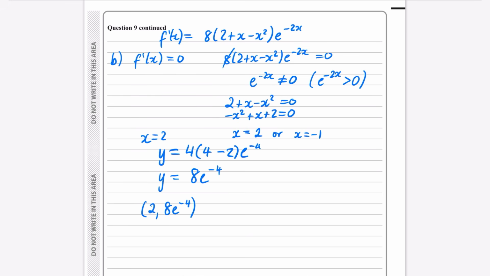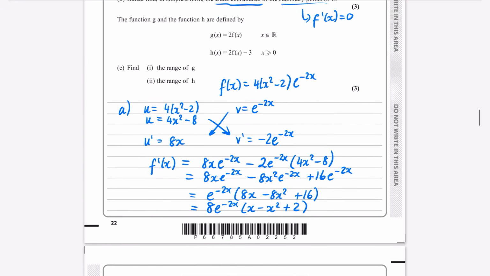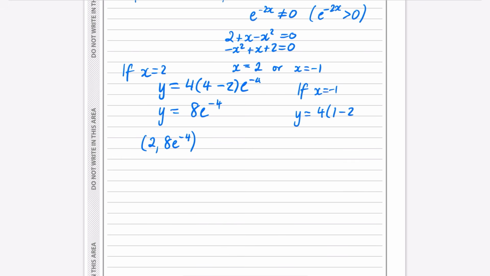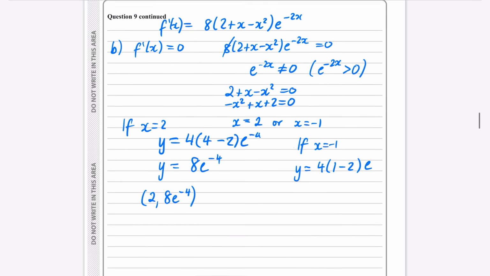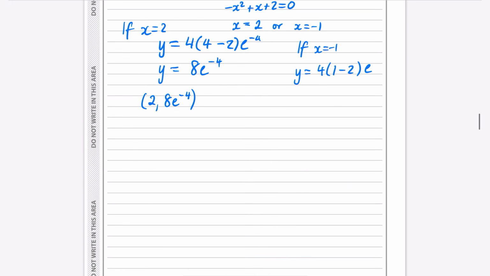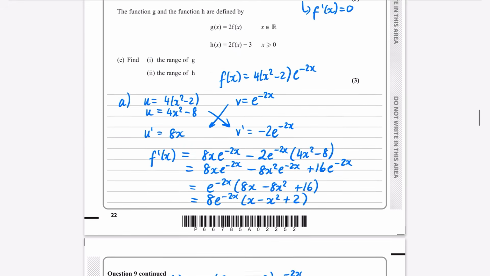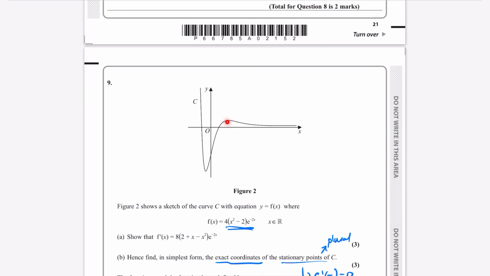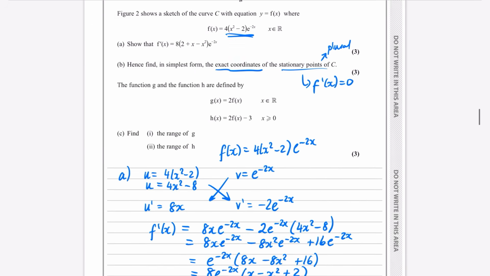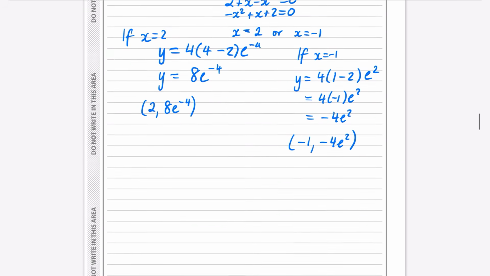Now, if x is equal to minus 1, y would be equal to 4 brackets x squared, that's 1, minus 2, e to the minus 2 times minus 1, that's e squared. So that is 4 multiplied by minus 1 e squared, in other words, minus 4 e squared. So the coordinate is minus 1 and minus 4 e squared. Let's just see if they look like they're in the right sort of place. So we had 2 with something that was up here, great, and then we had minus 1 that was something negative down there. Good, so these seem like reasonable kinds of coordinates that we've got.